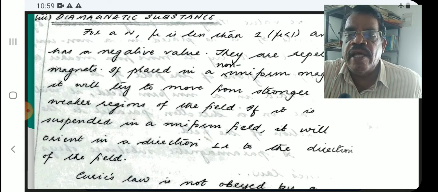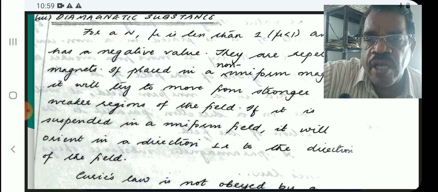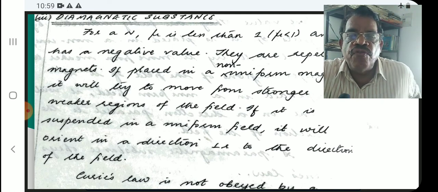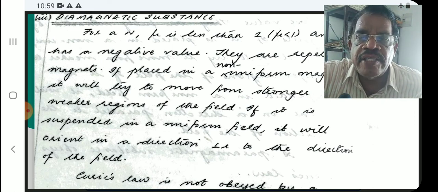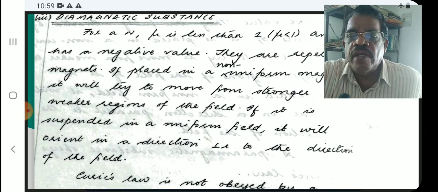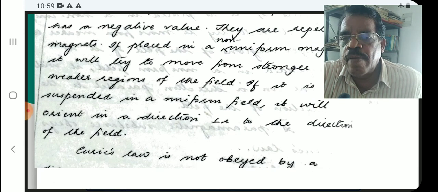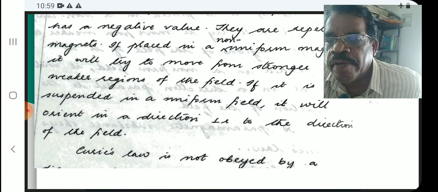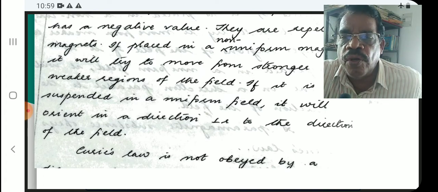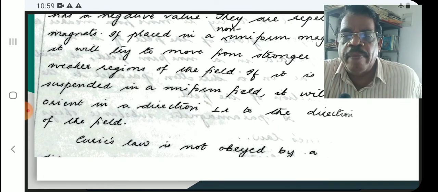If a diamagnetic substance is suspended in a uniform field, it will orient in a direction perpendicular to the direction of the field.